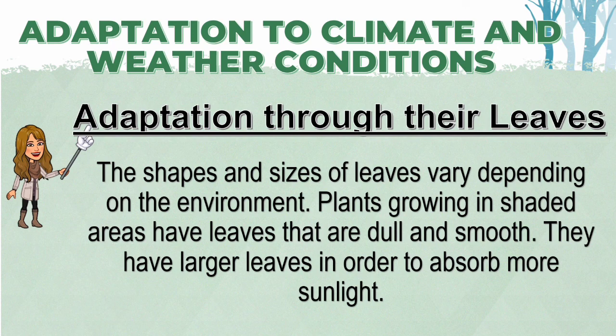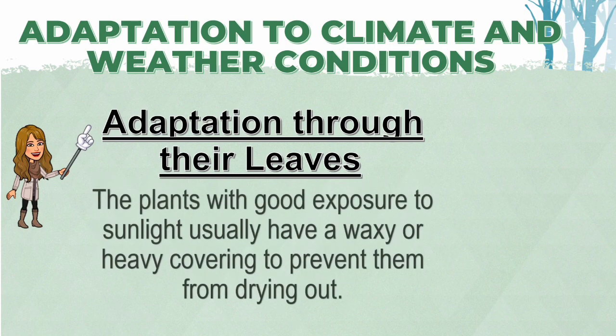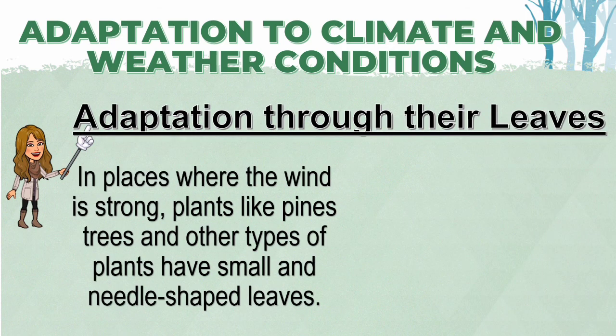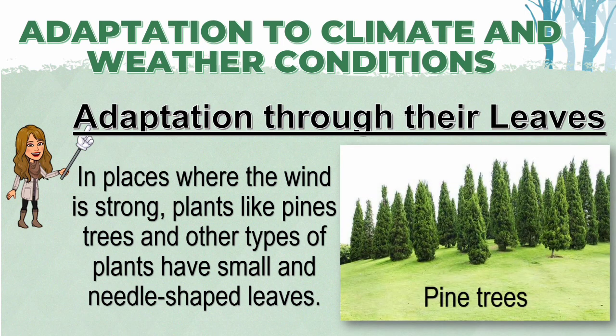Next, the plant with good exposure to sunlight usually has a waxy or heavy covering to prevent it from drying out. For example, the cactus plant has a thick green stem that can store water to endure the strong sunlight during the dry season. Next, in places where the wind is strong, plants like pines or pine trees and other types of plants have small and needle-shaped leaves. So, adaptation through their leaves. So, nag-a-adapt yung leaves depending on the weather conditions.